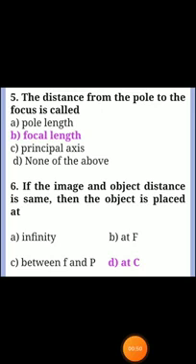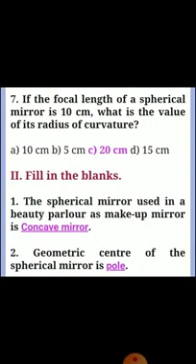Next, fifth one, the distance from the pole to the focus is called, answer B, focal length. Next, sixth one, if the image and object distance is same, then the object is placed at, answer D, at C. Okay. Next, seventh one, if the focal length of a spherical mirror is 10 cm, what is the value of its radius of curvature? Answer C, 20 cm.